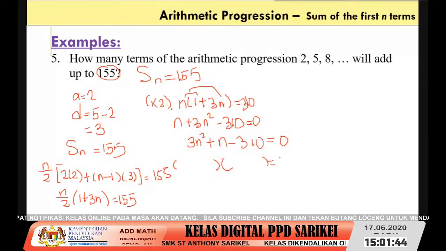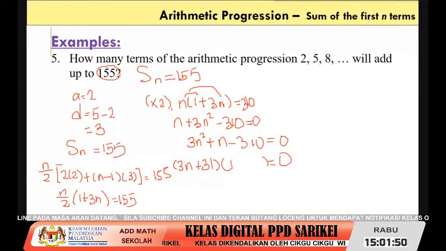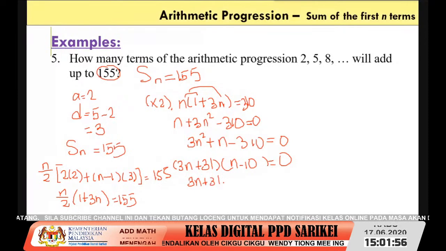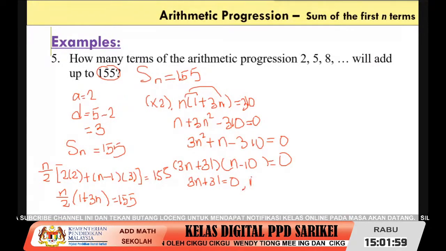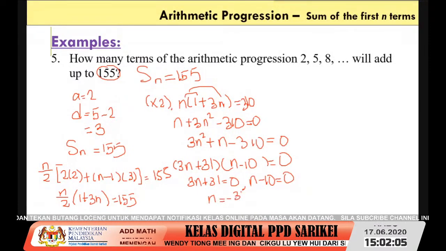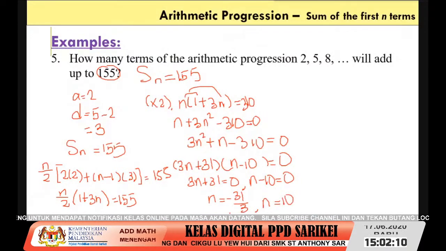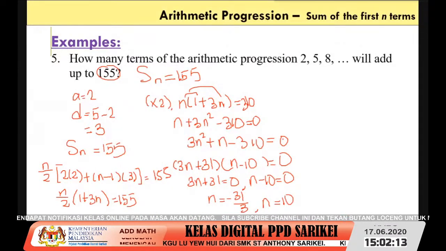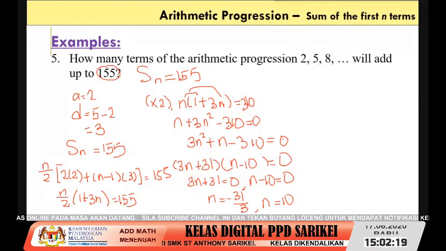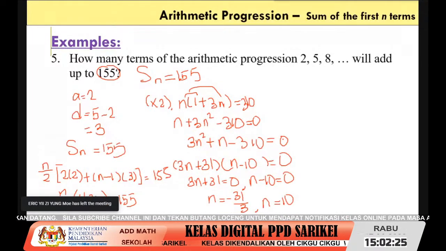So I use factorization. It's 3n plus 31 and then n minus 10. So 3n plus 31 equal to 0, n minus 10 equal to 0. n equal to negative 31 over 3 and n equal to 10. Can we choose these two answers? As I told you before, n stands for number of terms. You cannot say negative number of students in your class. Teacher, negative 10, negative 31 over 3. So nobody can understand your language, right?